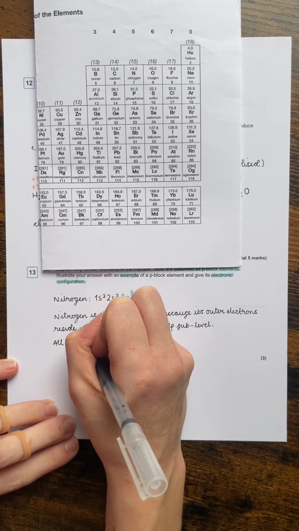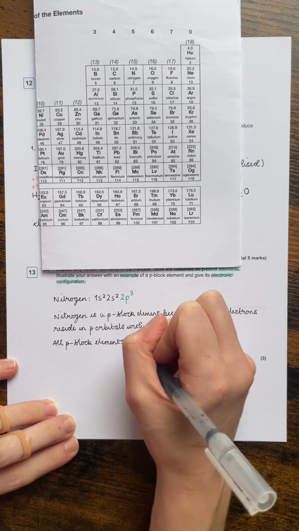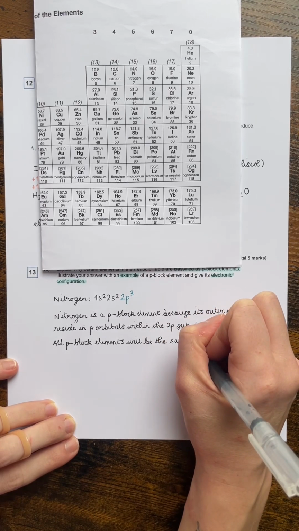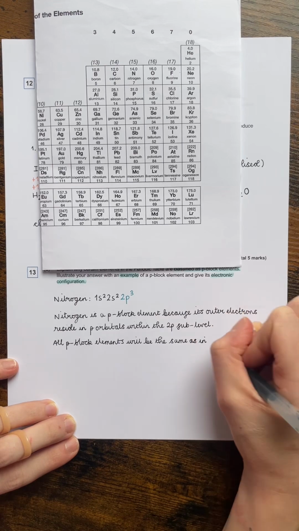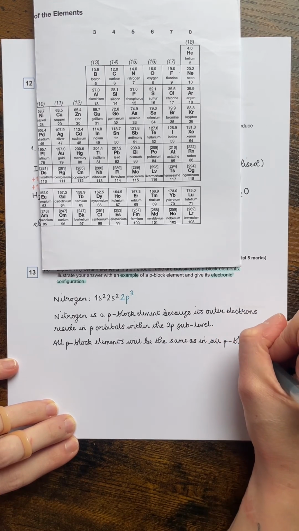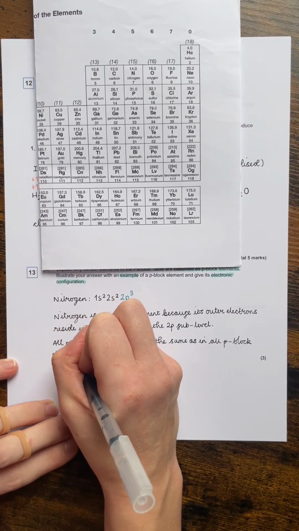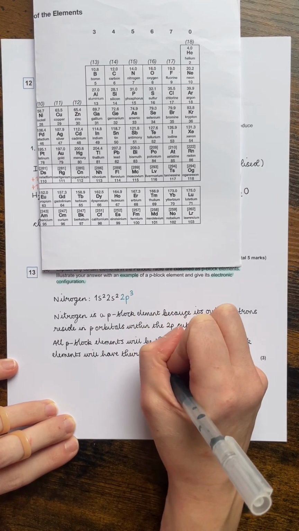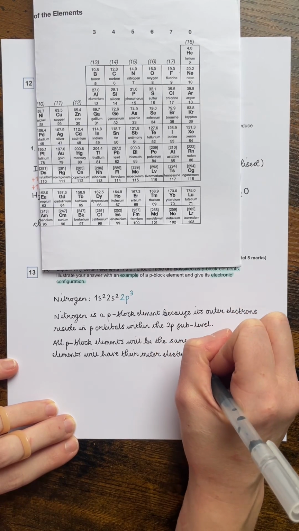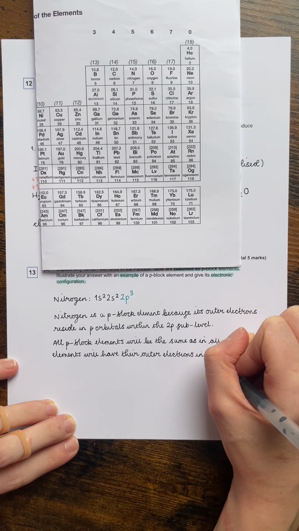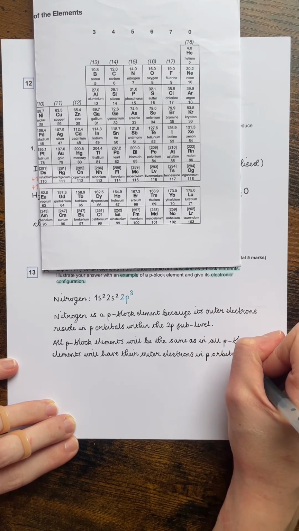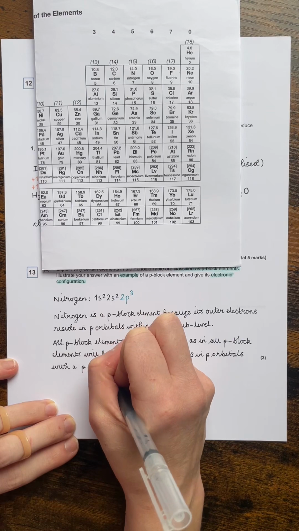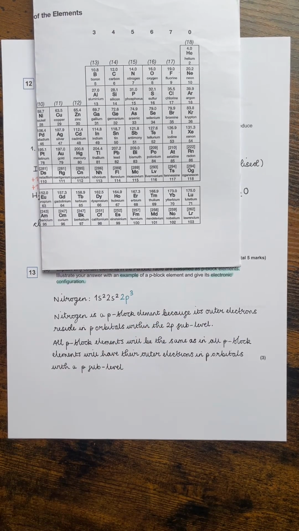All p block elements will be the same, as in all p block elements will have their outer electrons in p orbitals within a p sublevel. And yes, that is the same for the other blocks as well.